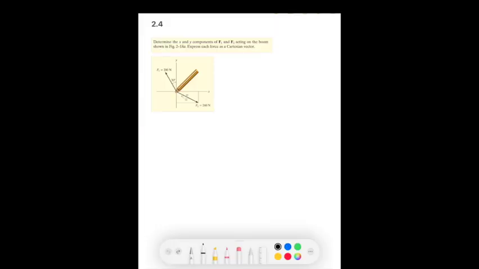Okay, in the first example, we have two forces acting here, which are F1 and F2. And we're asked to find the x and y components of each one. So what we need to do is break up these two forces, F1 and F2, into their Cartesian vectors. So the first thing I'm going to do is draw F1 as its x and y components.